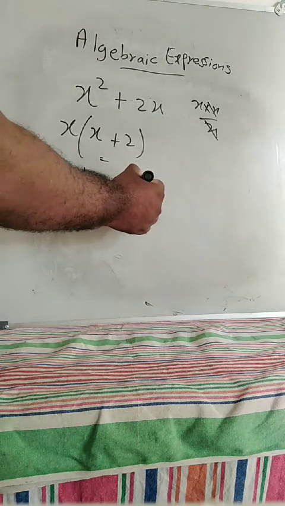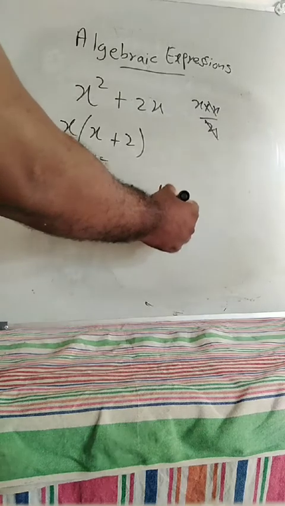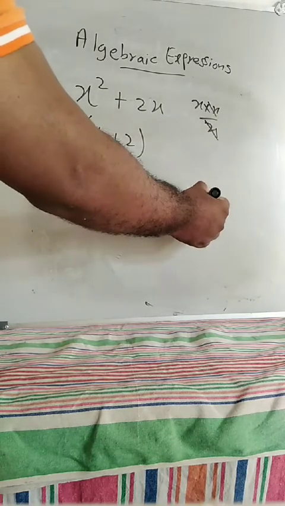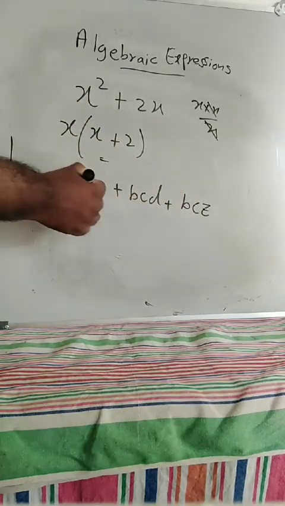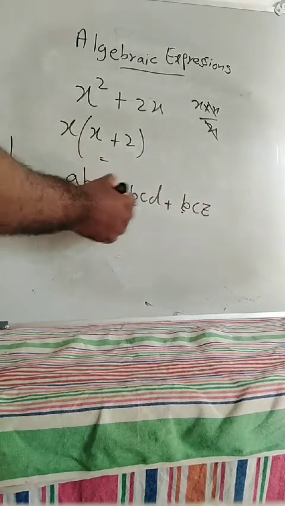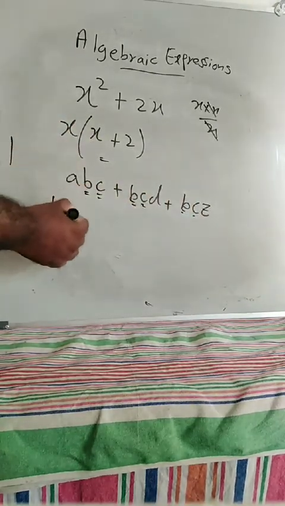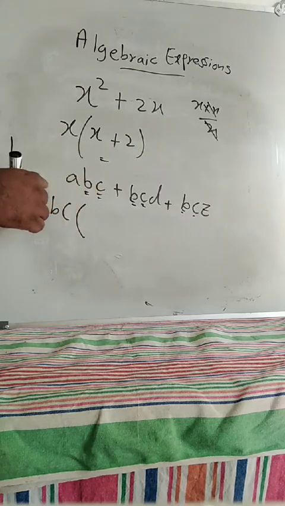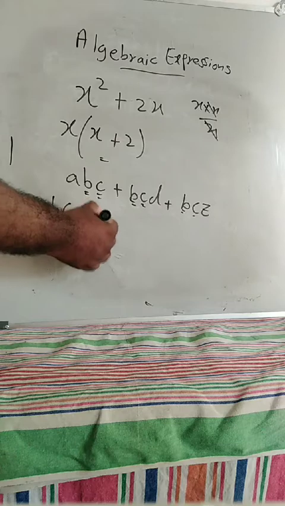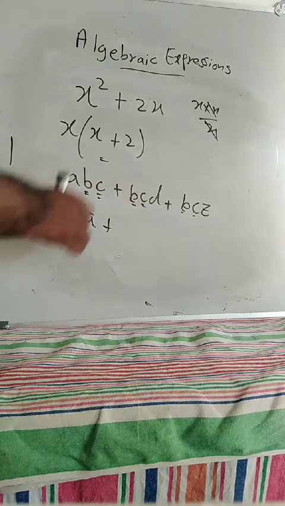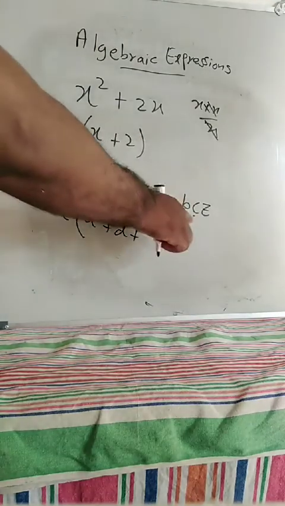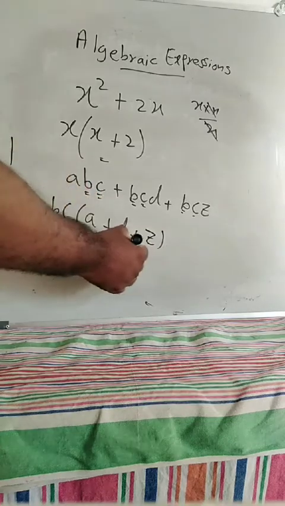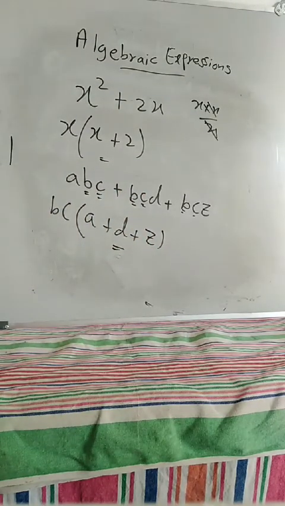ABC plus BCD plus BCZ. Here, look, 3 terms are there. What is the common term of this? B is common and C is also common, no? Then BC is a common term. In brackets: ABC divided by BC, B to B cancel, C to C cancel, A remains. Plus BCD divided by BC, B to B cancel, C to C cancel, D. Plus BCZ divided by BC, B to B cancel, C to C cancel, Z remains. Understand? Right, very good.